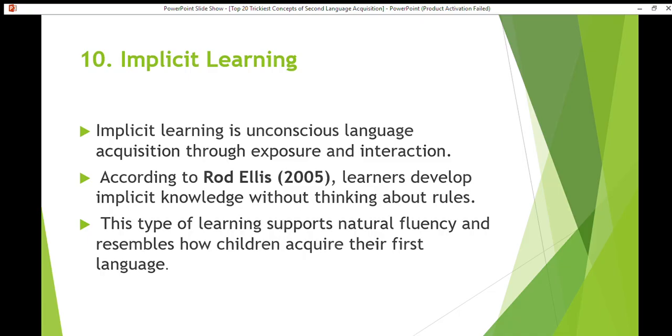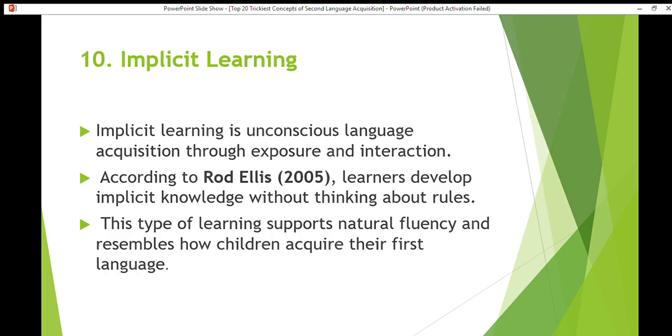Implicit learning. Implicit learning is unconscious language acquisition through exposure and interaction. According to Rod Ellis, learners develop implicit knowledge without thinking about rules. This type of learning supports natural fluency and resembles how children acquire their first language.